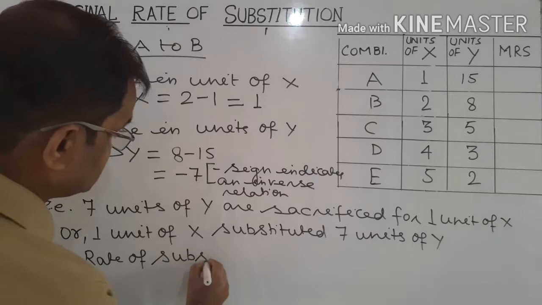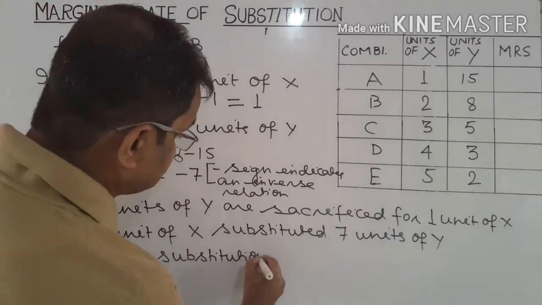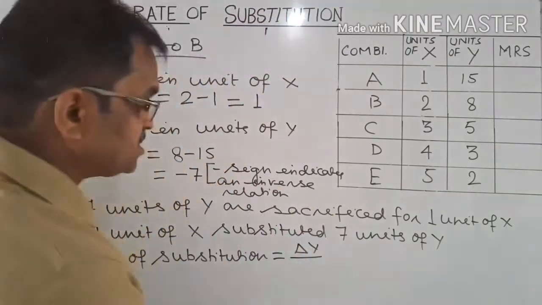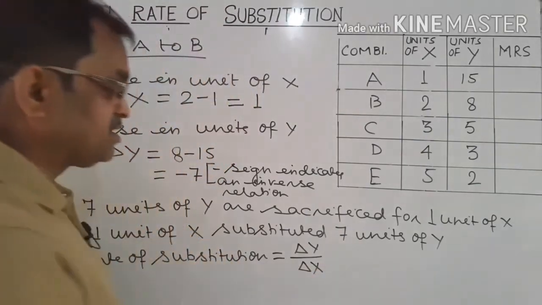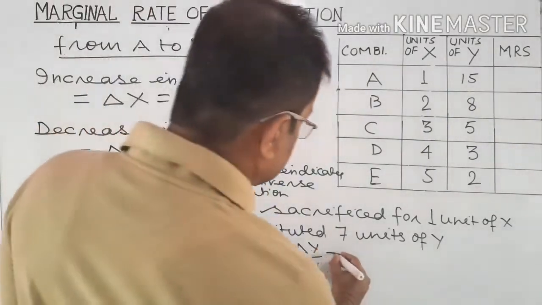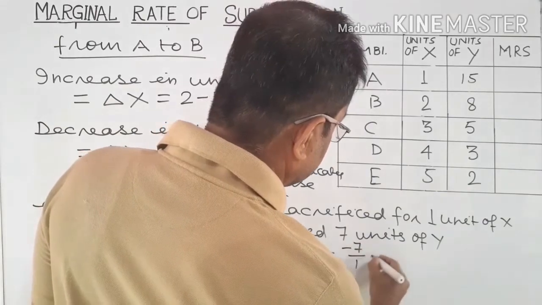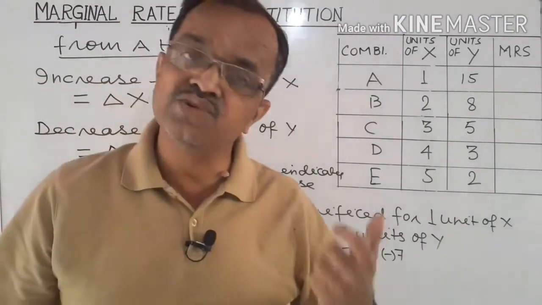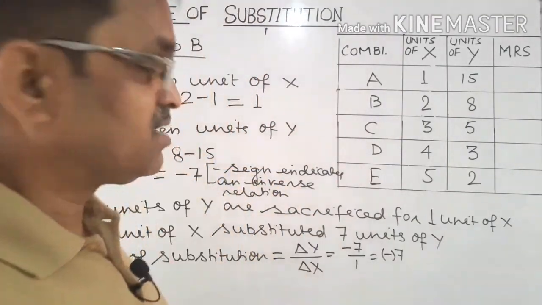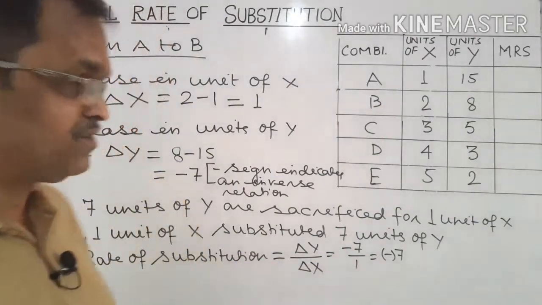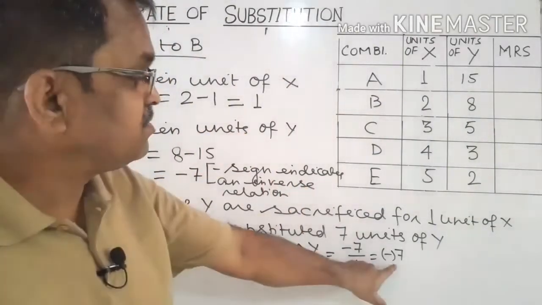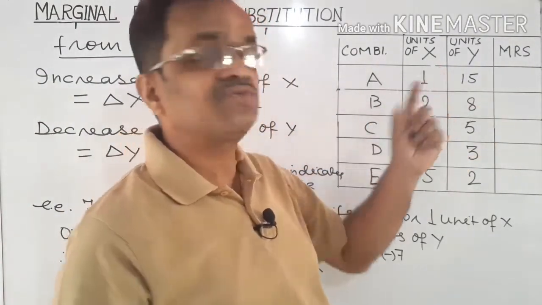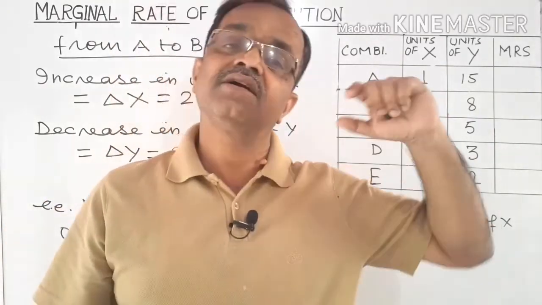मीन्स एट व्हाट रेट दिस सब्स्टिट्यूशन इज देयर, the rate of substitution is equal to delta Y, that is the number of units sacrificed, over delta X, that is the additional unit of X gained, and this is equal to minus 7 by 1, that is minus 7. Negative sign just represents the inverse relationship between the two units, and the negative slope. Later on I will discuss this negative sign also with the help of the indifference curve. This is the 7, means 7 units of Y are sacrificed for this one additional unit of X consumed.